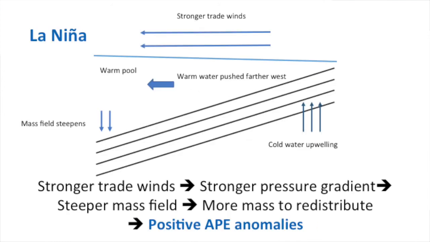And then sometimes the trade winds get stronger, and that pushes even more warm water to the west, and that pushes the density lines deeper and allows even more cold water to upwell in the east. So that makes the eastern Pacific even colder than usual. So this means that there's more mass to redistribute, and that is a higher APE, and that's the case with La Nina.